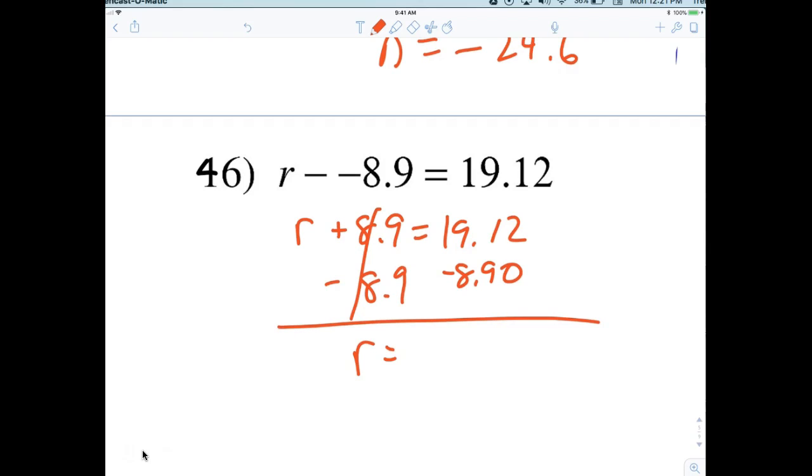Now 2 minus 0, of course, is 2. And then borrow. 11 minus 9 is what? And so 18 minus 8. Is that right? 10.22? I keep not following. Wait, so how did you get that?